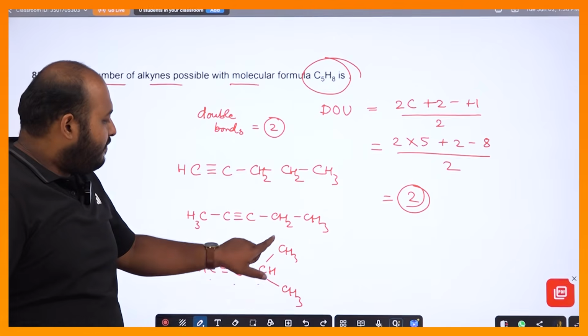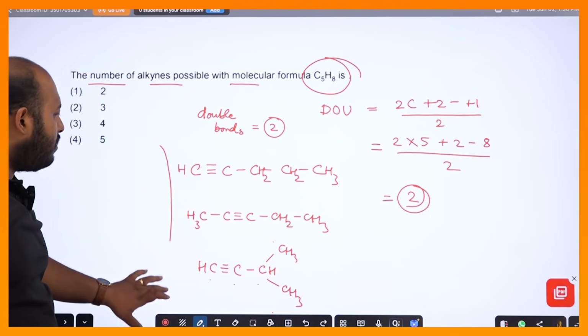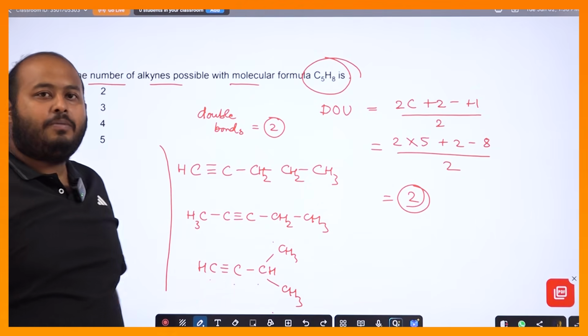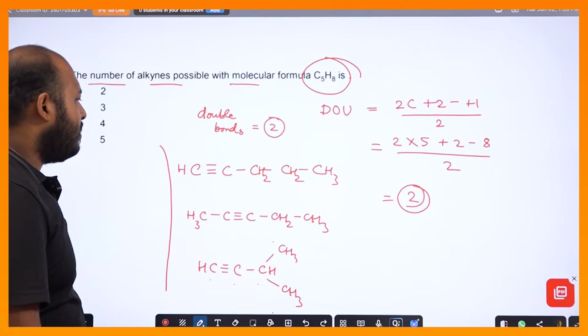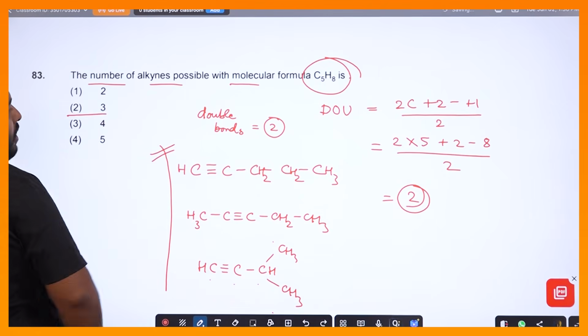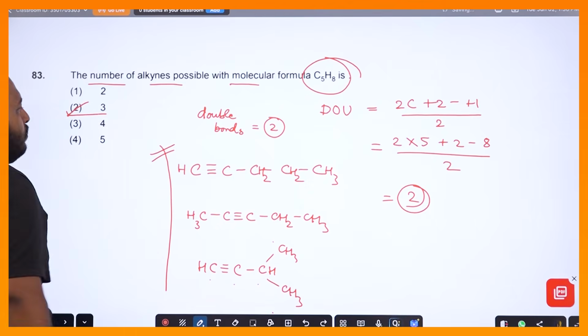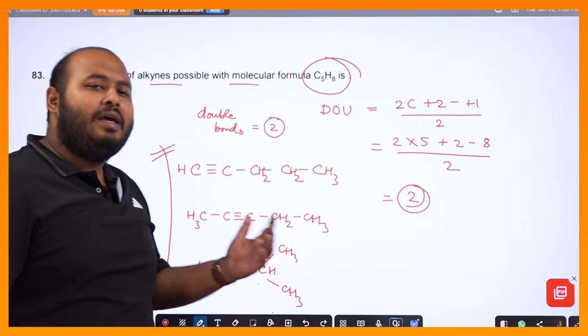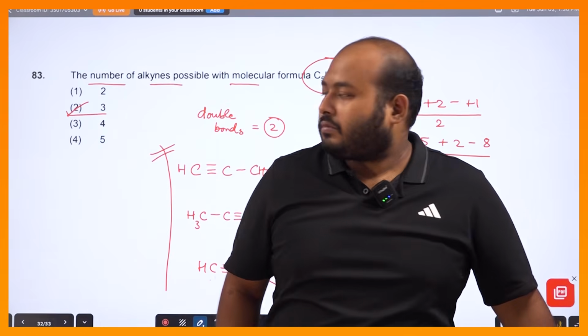One, two, three, four, five. So I hope no more structures are possible in this case. These are the three structures which are possible. So the correct option will be option 2, that is 3. We can only make 3 alkynes. Okay.